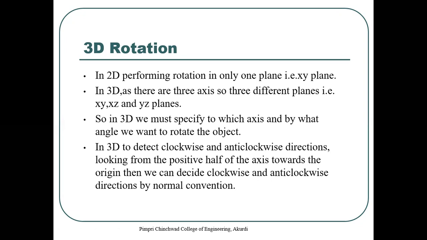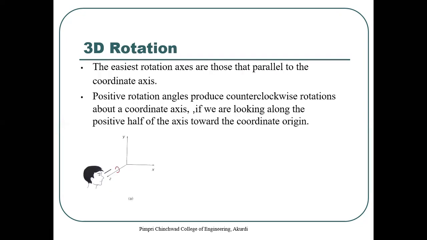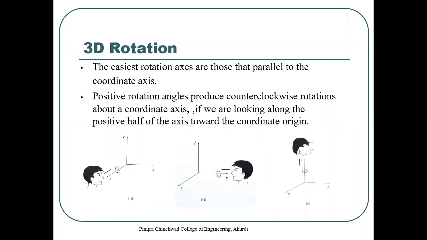So by convention, a positive rotation angle always produces anti-clockwise rotations, and a negative rotation angle, that means x to z, z to y and y to x, always produces the clockwise direction.